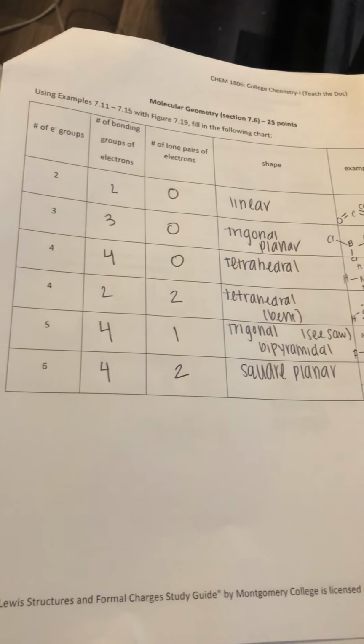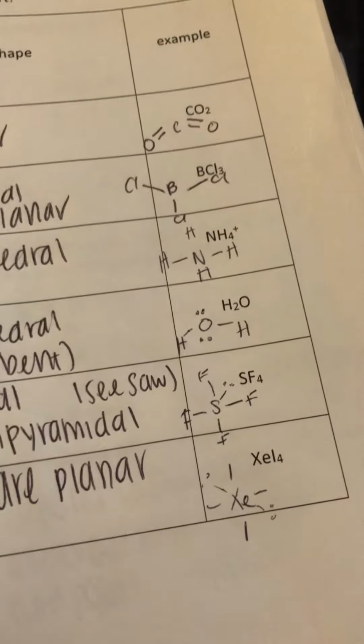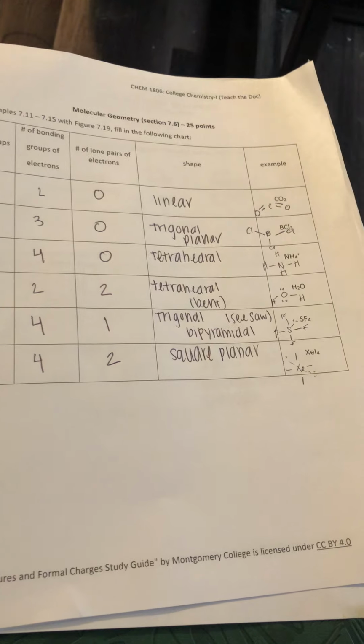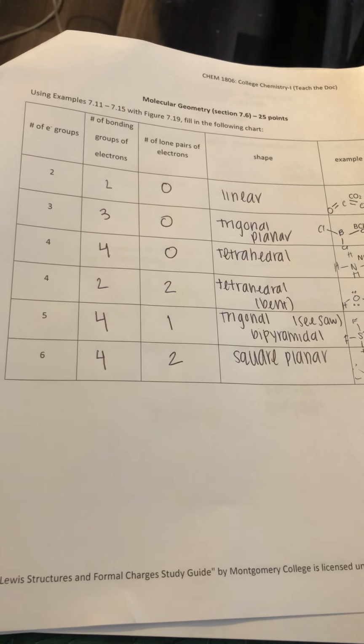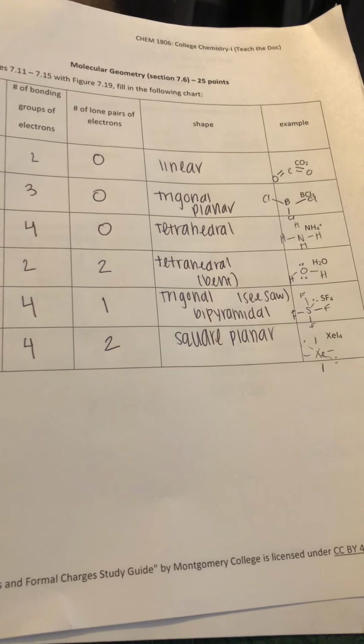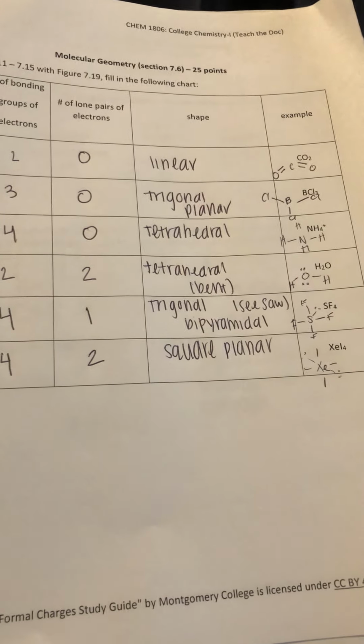For SF4, it's going to be 4 bonding groups of electrons, 1 lone pair on that poor sulfur there. It's going to be a seesaw, trigonal bipyramidal shape. And then for the last one, there are 4 groups of bonding electrons and then 2 lone pairs. So it's going to be square planar.